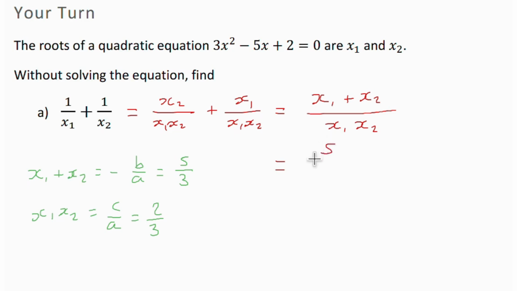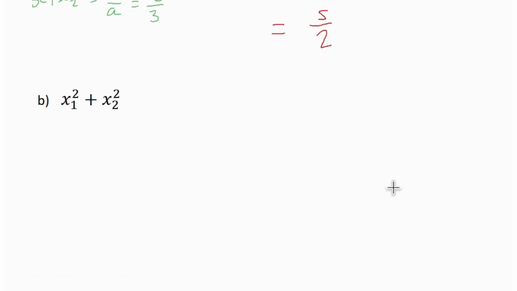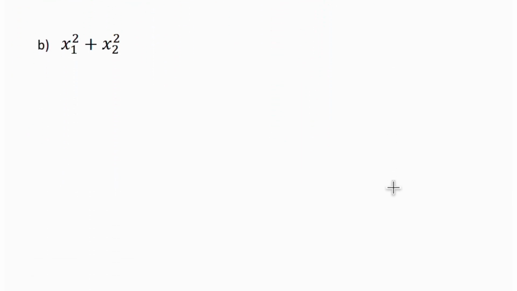Substituting those into our fraction, we have 5/3 over 2/3, which simplifies down to 5/2. So we've worked this out without actually needing to find the roots themselves. Let's now look at the next problem.